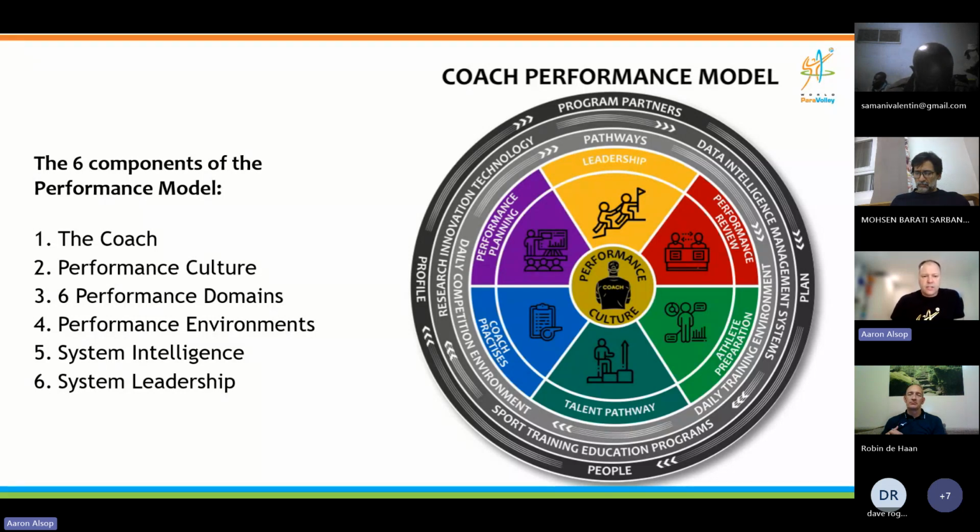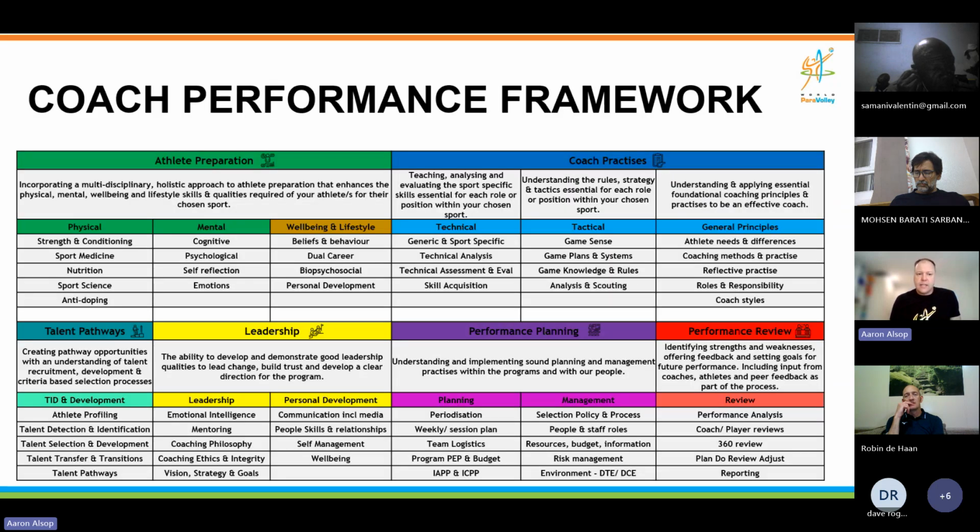Now, if you take notice of those 6 domains in the colored section of the center of the diagram, this slide here represents what those different domains look like in terms of a framework. So what you can see here is that we've got the 6 different domains: athlete preparation, coaching practices, talent pathways, leadership, performance planning, and then performance review. Underneath each of those different areas, we've created a definition to define what we mean by those 6 domains.